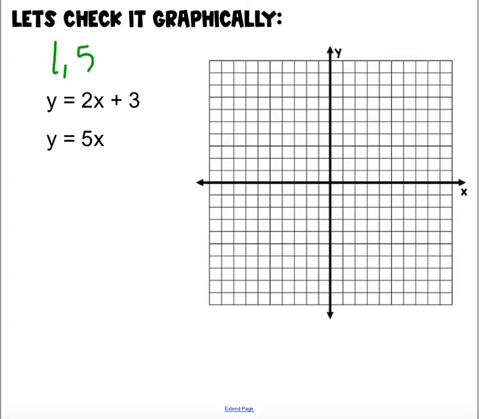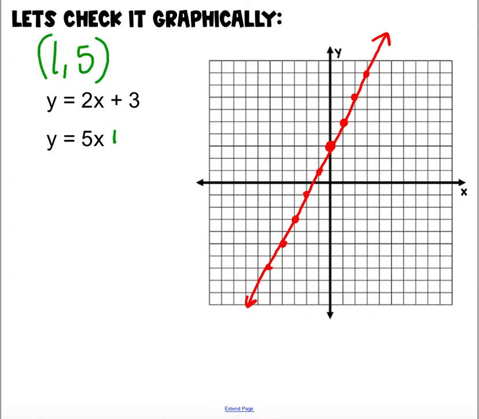We said the answer was (1, 5), so I have this same example here. Let's just check it graphically. I'm going to go ahead and graph y equals 2x plus 3. I'm going to start at my y-intercept of 3, and apply the slope of 2. Remember, for systems, you want a lot of the coordinates or the dots on your line, a lot of these solutions, and connect. Let's change the color, and now we're going to graph y equals 5x.